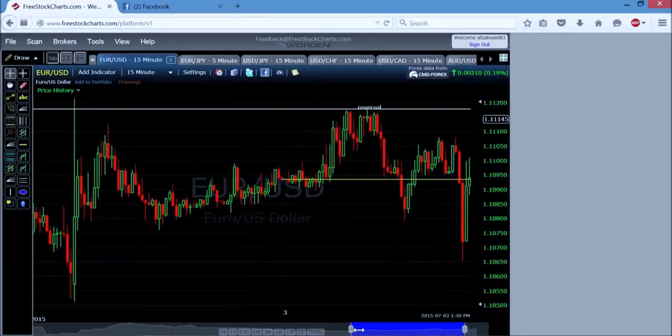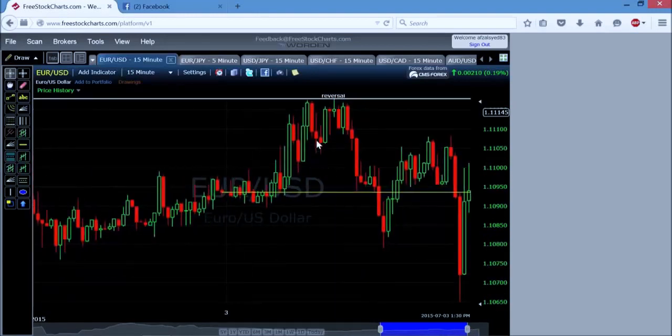Let me zoom in a little bit here. This candle, right, gives me a double confirmation that there is going to be a reversal happening, and the next candle opens red and it stays down. There you go, 15 minutes, you win this signal.